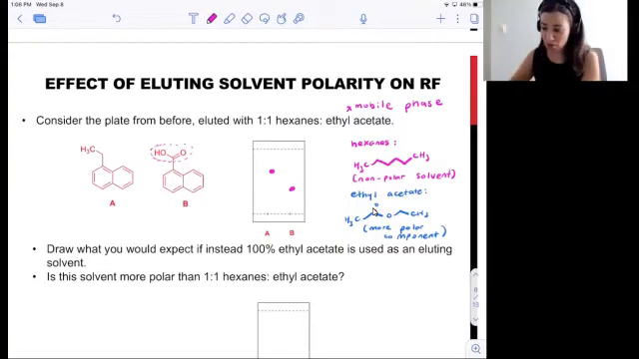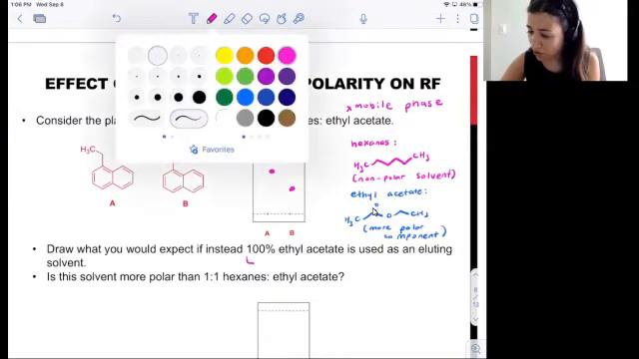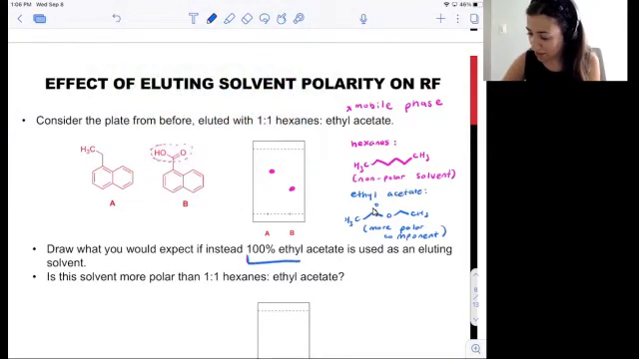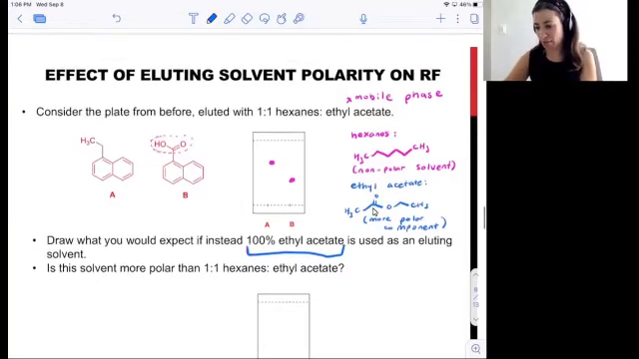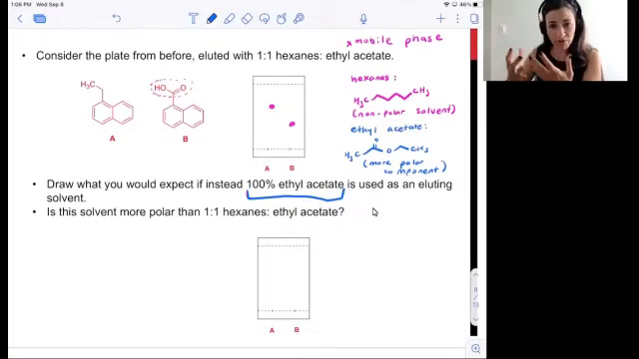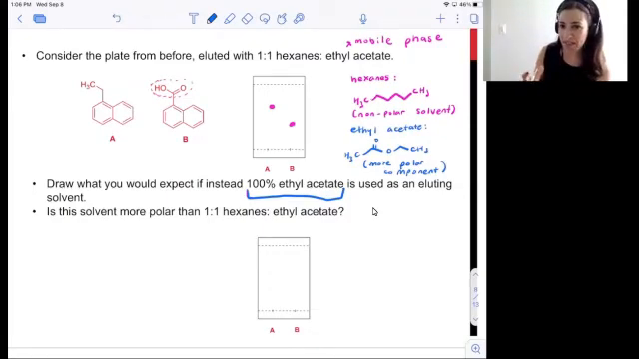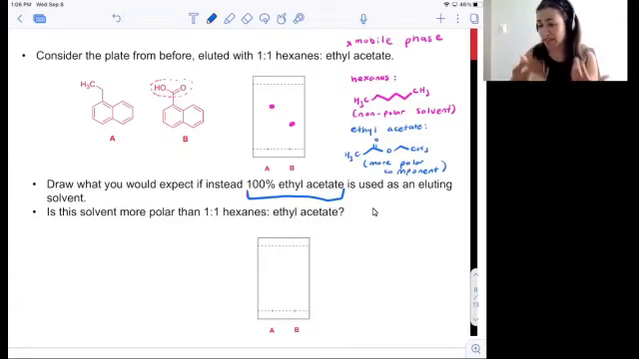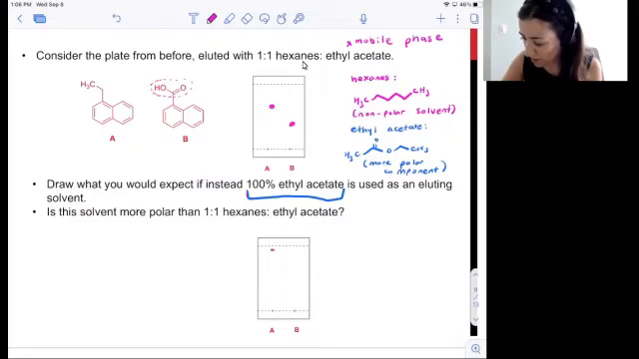However, if we switch the mobile phase inside of our developing chamber to 100% ethyl acetate, as we increase the polarity of the eluting solvent or the mobile phase, we say that the eluting power increases. What that means is that all organic molecules will spend more time traveling with the mobile phase than they did in the relatively less polar solvent. So A will still travel farther because, again, it less prefers the silica gel surface overall, but it will travel more than it did in the plate above.